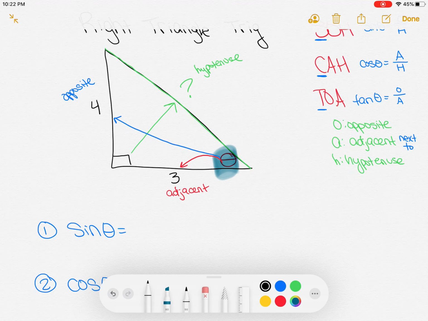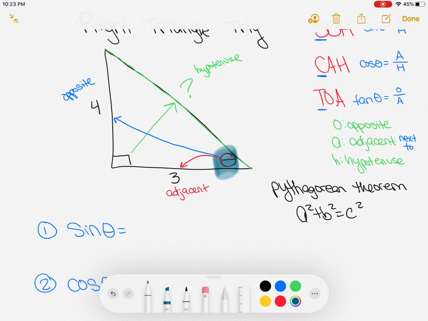Okay, so before we can actually configure all of this, we need to figure out what the hypotenuse is. We have a triangle with a missing side. So that's going to bring us back to something called the Pythagorean Theorem, which is just a squared plus b squared equals c squared. So now we're literally bringing in 3 variables, and we didn't really talk about where those would be on the triangle. So let's go over that real quick.